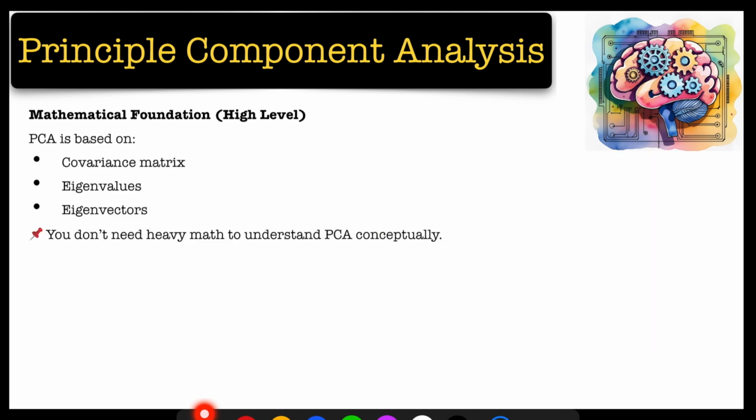So next we'll discuss the high-level mathematical foundation. How do we find the projection and how do we find the principal component? PCA is based on the covariance matrix, eigenvalues and eigenvectors. So there are three main concepts. You don't need heavy math to understand PCA conceptually. I will try to make it as simple as possible.